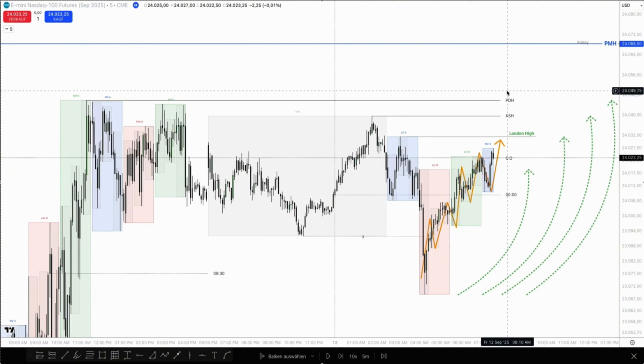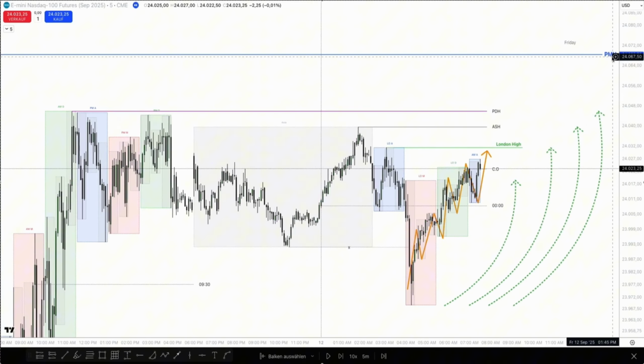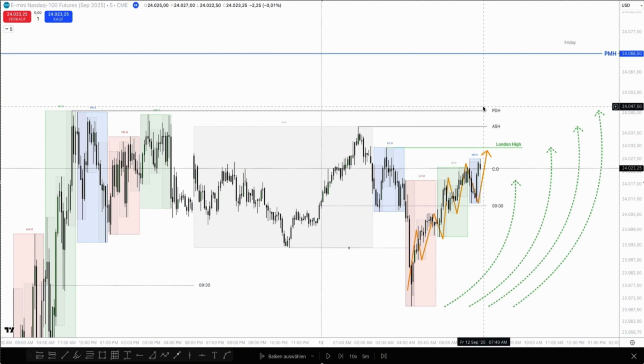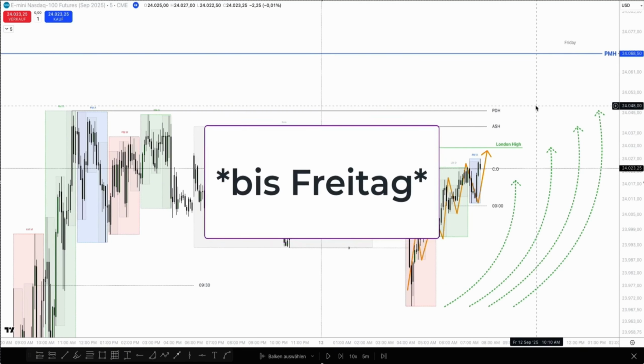On this day, I would at least be very confident with longs up to the previous day high. Whether the previous month high will also be reached on the same day is, of course, possible, but the reason why we take partials at all these highs is because this target, for example, could also be left open for the next week. As we can see, this day was a Friday, and usually higher time frame market maker models for a week are completed on Fridays.